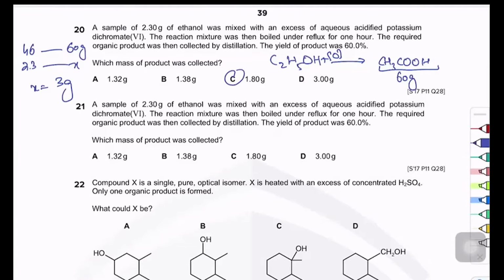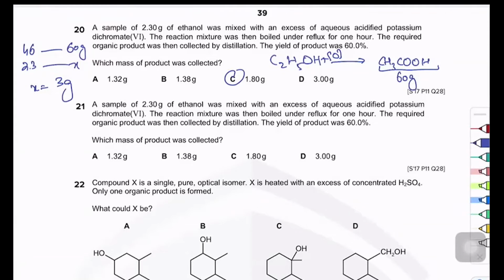Sir, how do you know that 46 gives you 60? I look at the equation. Ethanol 1 mole will provide 1 mole ethanoic acid. MR of ethanol is 46 grams, and for ethanoic acid is 60. So 1:1 ratio, so 46 grams will give me 60 grams. Clear? Okay. This is basic stoichiometry.